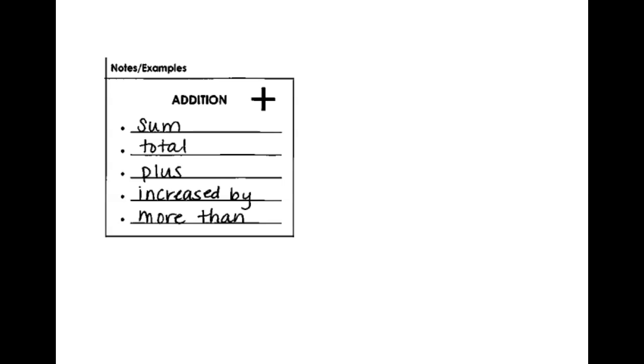Here are our key words. The first word is sum. Go ahead and write down sum. The second one is total. The third one is plus. The fourth one is increased by. And the fifth one is more than. Write that down, okay? When I see these words, it is an indicator that I am going to be adding.